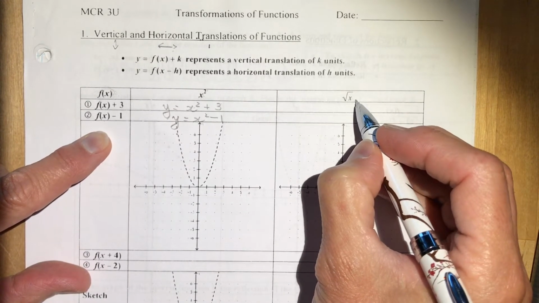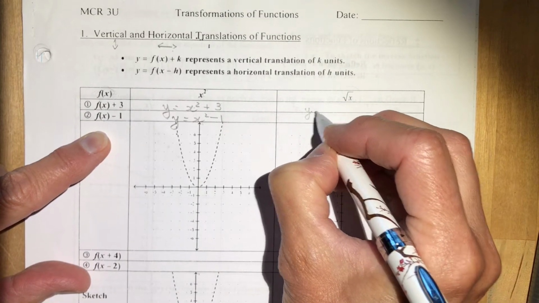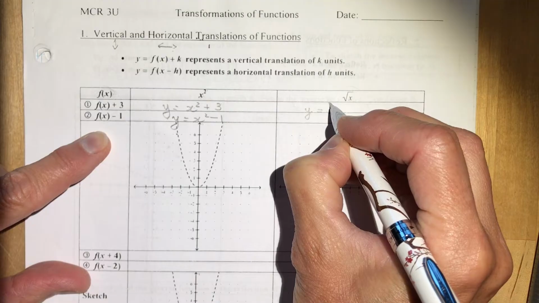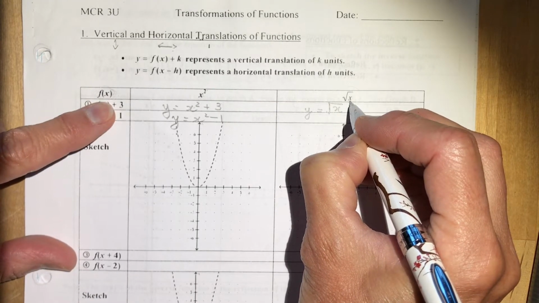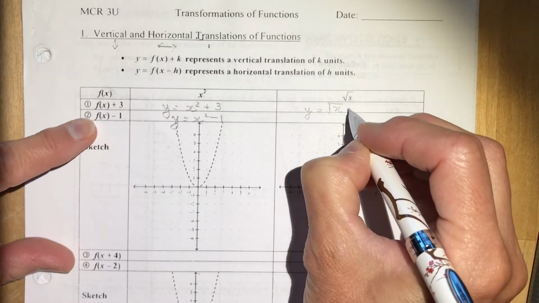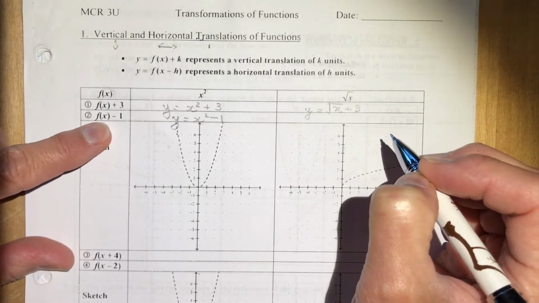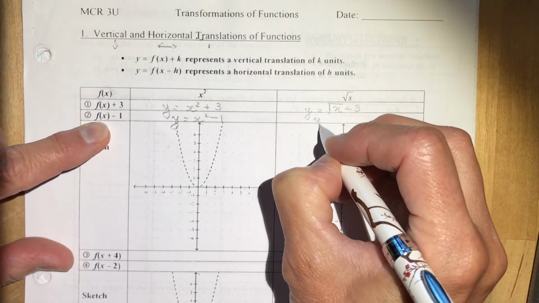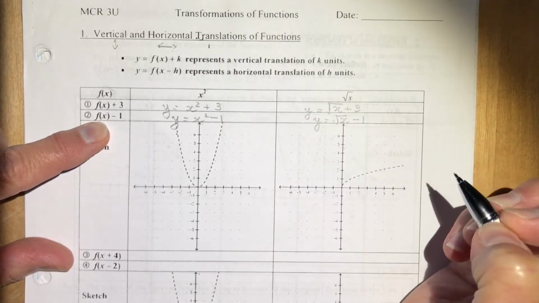The root of x, well, this will be my f of x. So if I want to write that as the transformed function, it would be the root of x. I'm just going to take the function root of x, which is just my f of x here, and I'm going to move it up 3. Or in this case, I'm asking you to take the function root x and subtract 1.